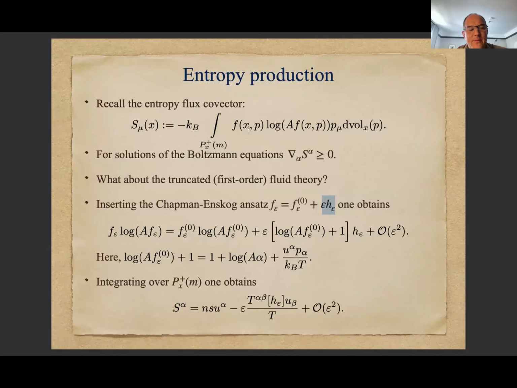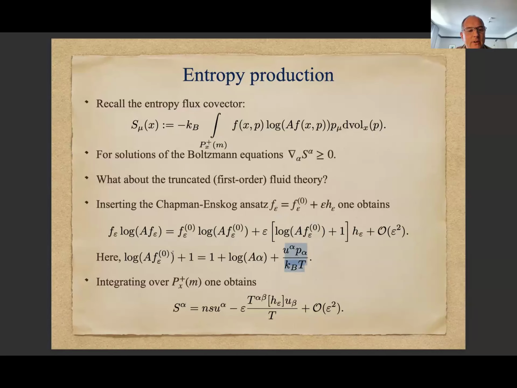So you expanded, you plug this in. When I integrate over p, this zero-order contribution will just give me the entropy of the local equilibrium configuration we had already calculated. So this is this term here. And then this term, because again, you know what F0 is. So this is some constant, and the log of it is some constant times U alpha P alpha over KBT, because the F epsilon was essentially the exponential of this. So if you take the logarithm, this is what you get.